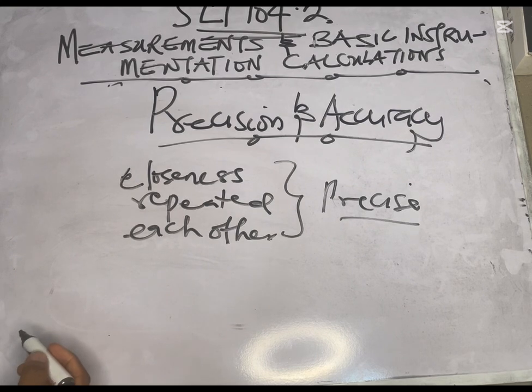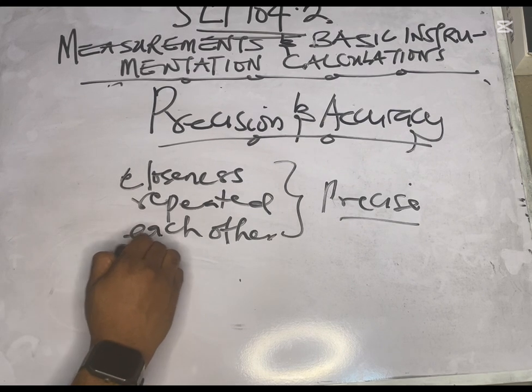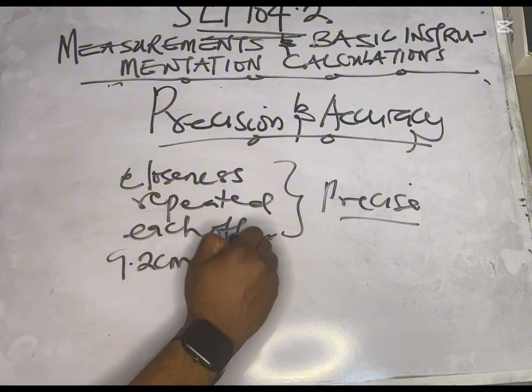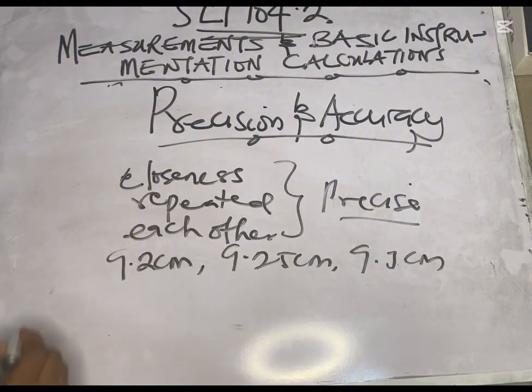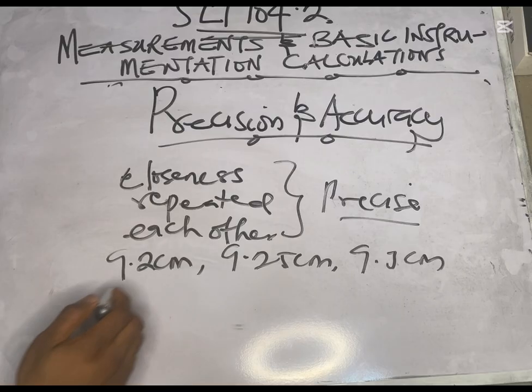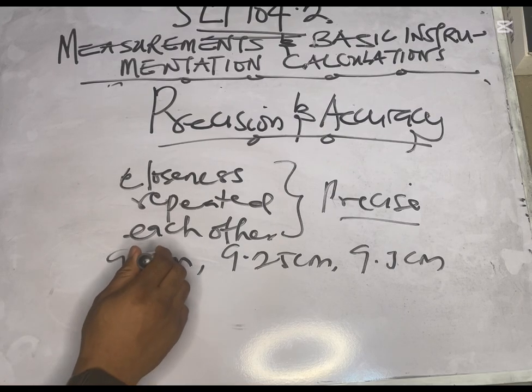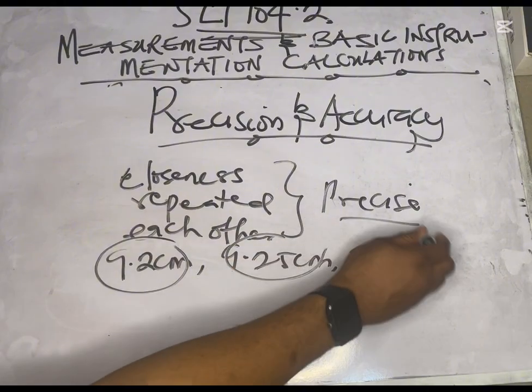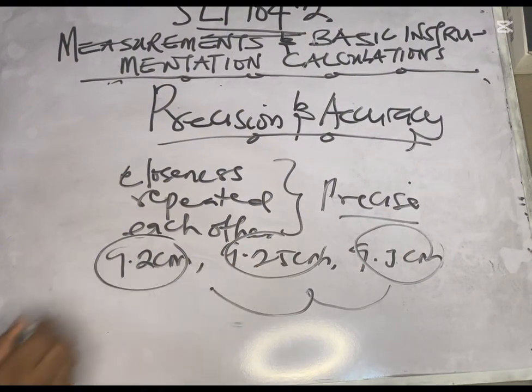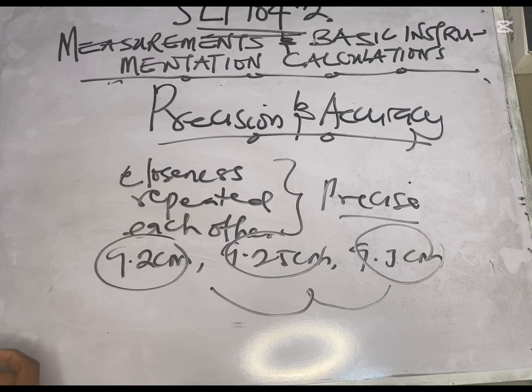For example, if we have measurements like 9.2 cm, 9.25 cm, 9.3 cm, repeated. Maybe the first measurement after carrying out the first trial was 9.2, the second 9.25, then 9.3. If you look at these three values, you realize that they are close to each other. The fact that they are close to each other means they have achieved precision. It means that this particular measurement is precise.